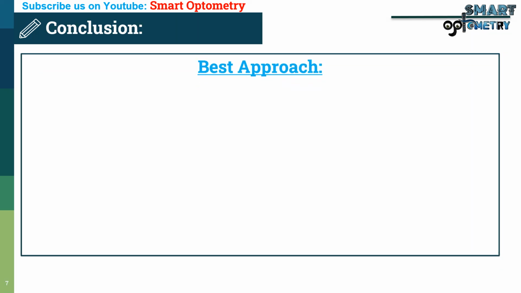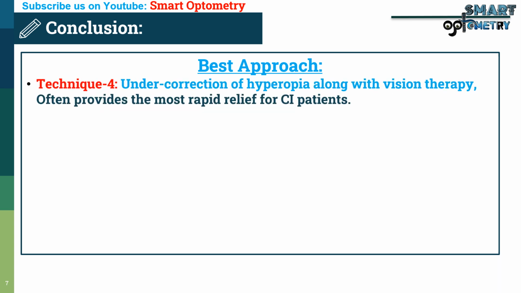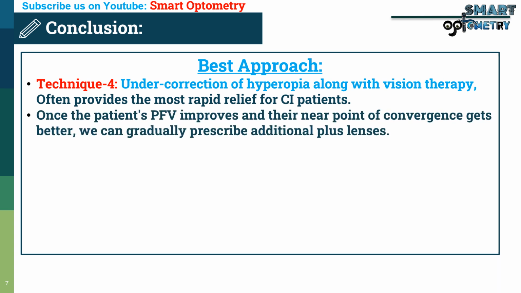Now, if you ask me for the best approach, Technique 4, that is undercorrection of hyperopia along with vision therapy, often provides the most rapid relief for CI patients. Once the patient's PFV improves and their near point of convergence gets better, we can gradually prescribe additional plus lenses.